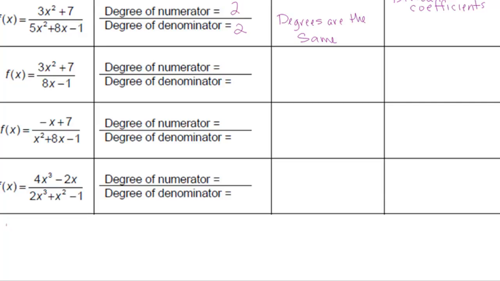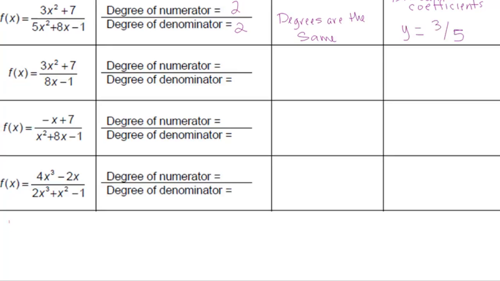So what do we need to do? Divide the coefficients. So this means we're taking the number in front of x squared and the number in front of x squared. So the answer is y equals 3/5.